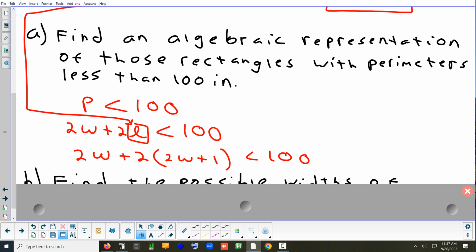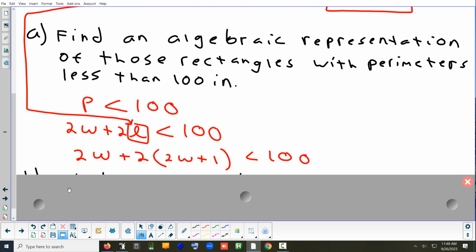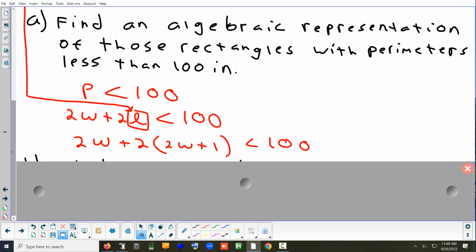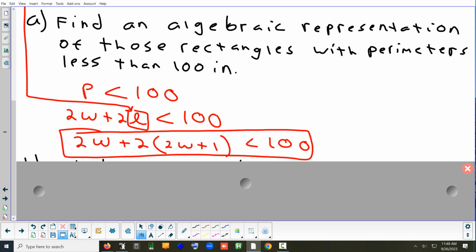Distribute it out, combine like terms, and then when you're done, you might get an answer like the width has to be less than 15 or something. But I think at least setting that up, that's the harder part than solving. Any question on how we set this up? It would be better to make this 6w plus 2 is less than 100. That's what you should do, and then solve.